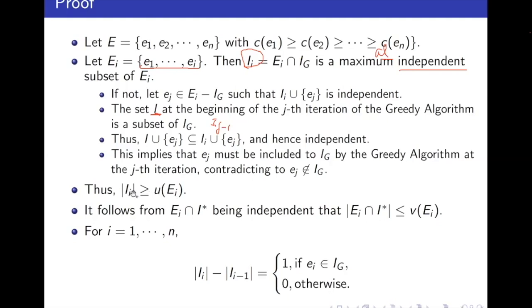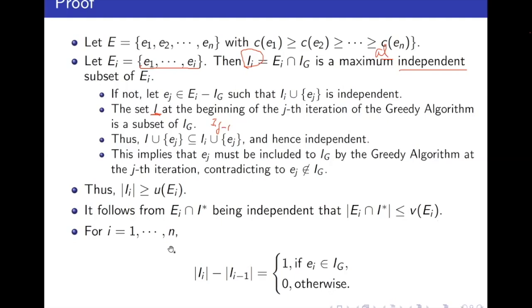And then, since this E_i intersect I star, E_i of course, is a subset of I star, it is independent. Then I have a lower bound of V of E_i because this is the maximum size of independent sets. So it is one of the independent sets, so of course V of E_i is greater than or equal to this.